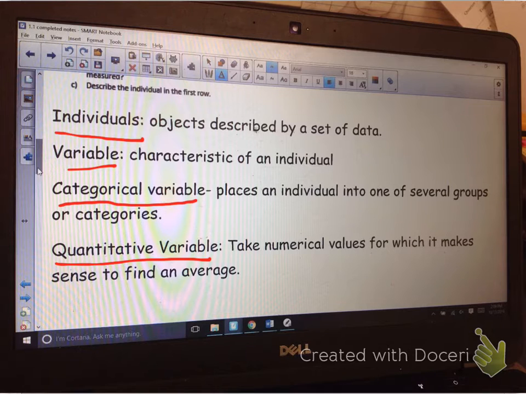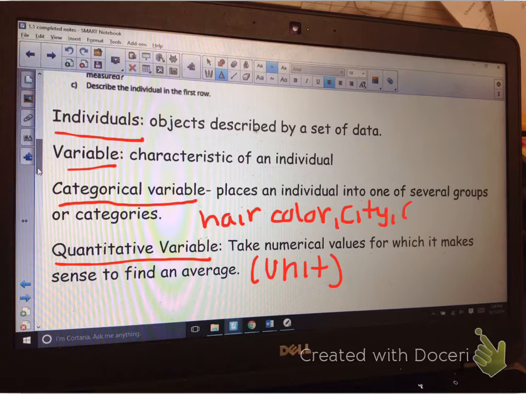And what I want to talk about is a little bit more about categorical variables versus quantitative variables. Quantitative variables usually have a unit attached to them. Categorical variables don't. Examples: hair color. Another example would be the city that you live in, or the college you're attending. Quantitative variables would be your height, your weight, your age.